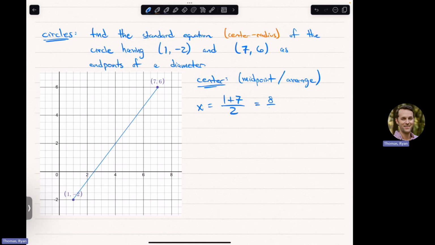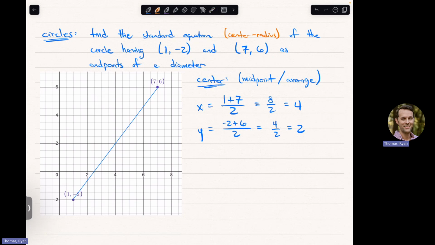So 1 and 7 is 8, divided by 2 is 4. If we're talking about 1 and 7 and finding what's halfway in between, you can even think about it as just sort of counting in from both ends, and 4 makes sense as the answer there. And then I'm going to do the same thing with the y values. Average them. I have -2 and 6. I'm going to add those together and divide by 2. It's 4 over 2, which is 2. And again, halfway between these two, 2 makes sense, right? It's in between, and you can count out from either one and get to 2 in the same way.